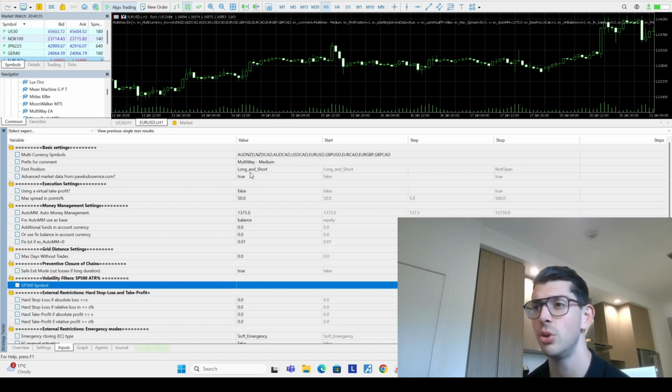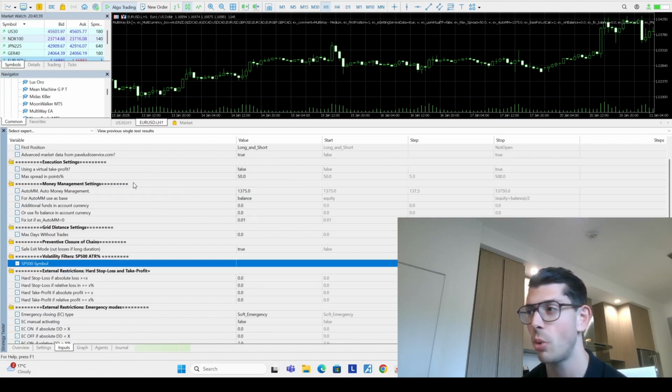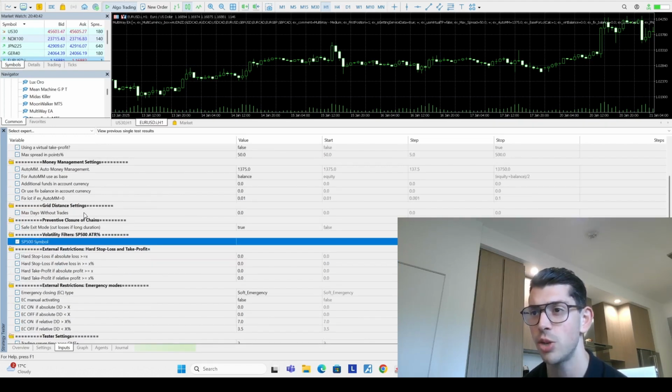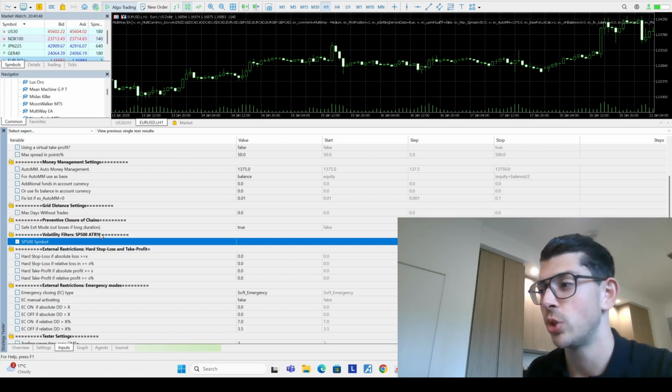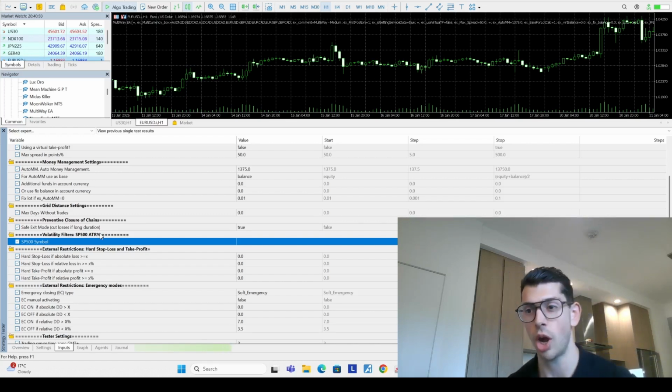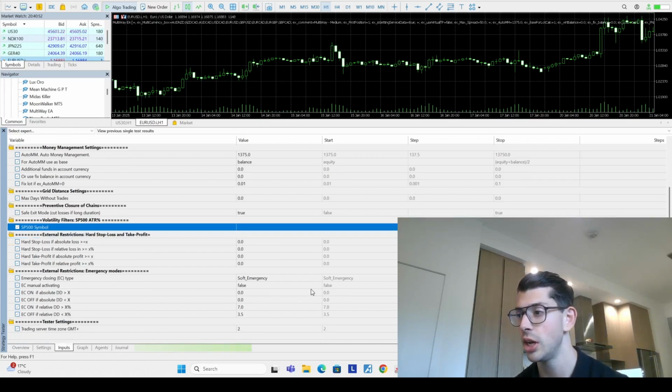So he gives you potentially a news filter or market data filter from his website, which is quite cool. There's money management, there's grid, safe, okay, here we go. So safe exit mode, cut losses if long duration. So he does seem to have some sort of equity stop loss in here, which is good. And external restrictions, emergency mode.